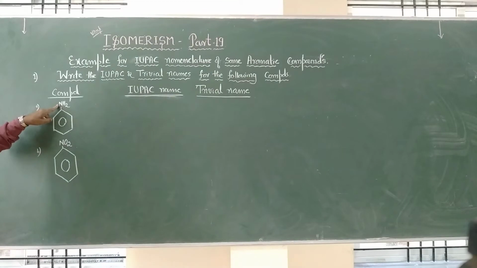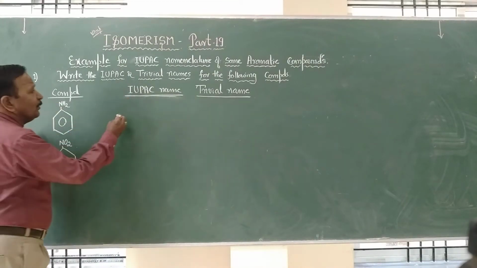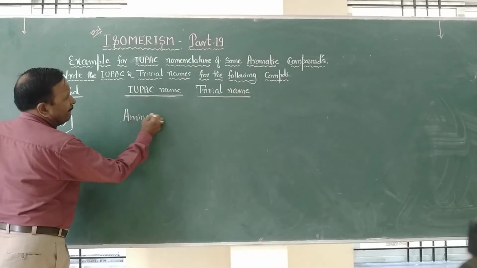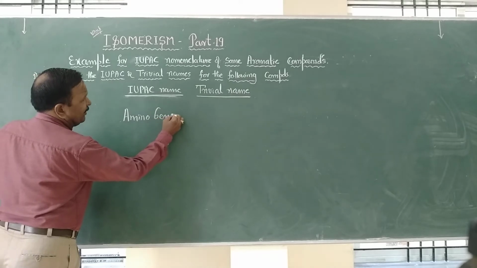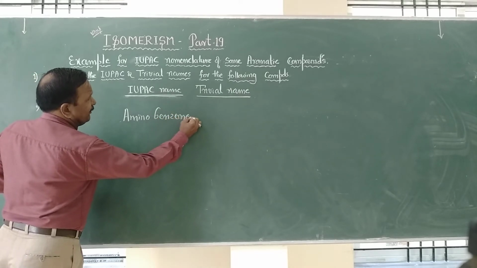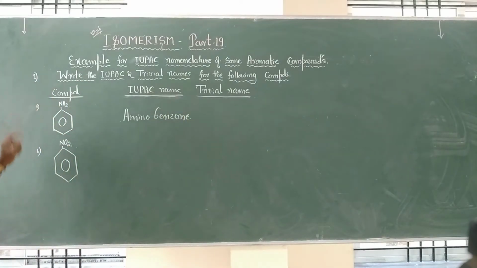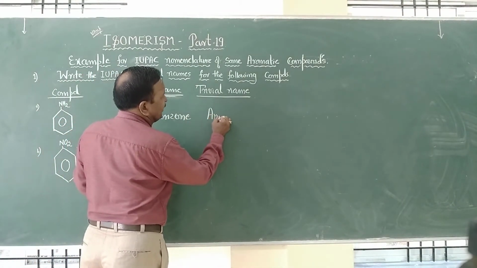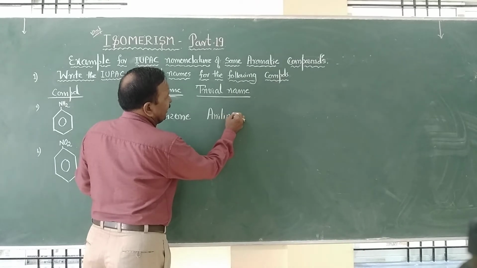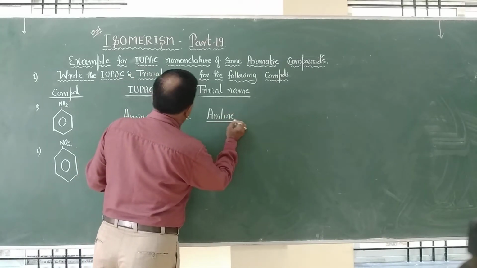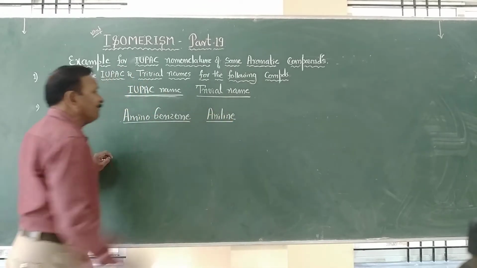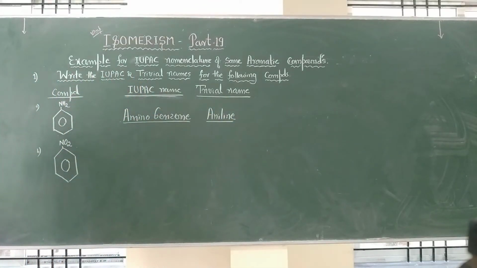So, this is NH2 on a benzene ring. The IUPAC name will be amino benzene, as usual. Its IUPAC name is aminobenzene, but a popular name or a trivial name is aniline. Even this is used in the IUPAC system, so they have accepted aniline also as an IUPAC name.